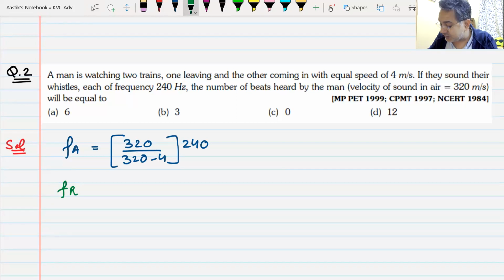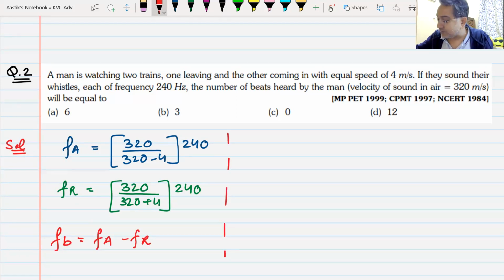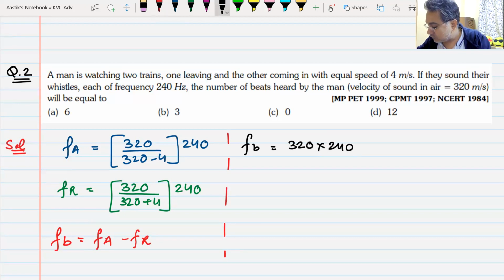The frequency of the receding train, which is going away from me, will be equal to 320 upon 320 plus 4, multiplied by 240. What is the frequency of beats? The frequency of beats will be the frequency of approaching minus the frequency of receding. So basically, the frequency of beats will be 320 into 240 times 1 by 316 minus 1 by 324.